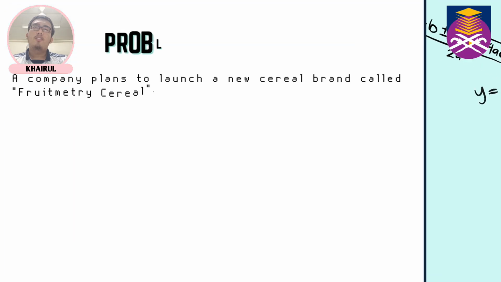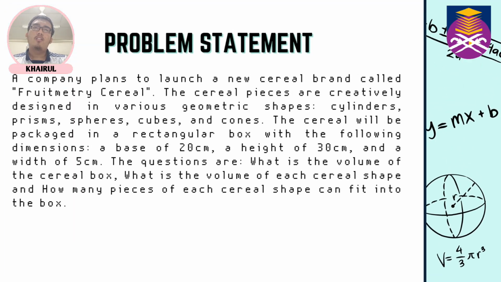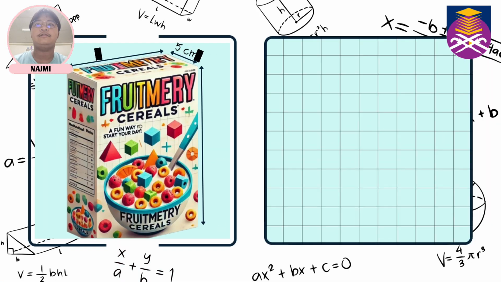Moving on to our problem statement, a company plans to launch a new cereal brand called Fruit Matrix Cereal. The cereal pieces are creatively designed in various geometric shapes, such as cylinders, prisms, spheres, cubes, and cones. The cereal will be packaged in a rectangular box with the following dimensions: a base of 20 cm, a height of 30 cm, and a width of 5 cm. The questions are: what is the volume of the box? What is the volume of each cereal shape, and how many pieces of each cereal shape can fit into the box? Here is the calculation.